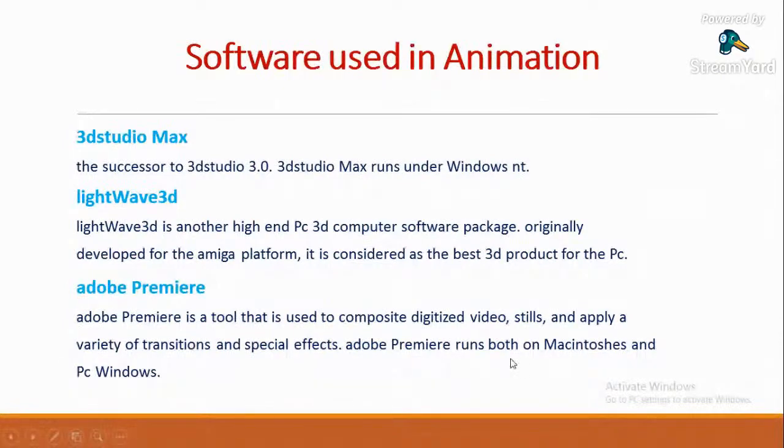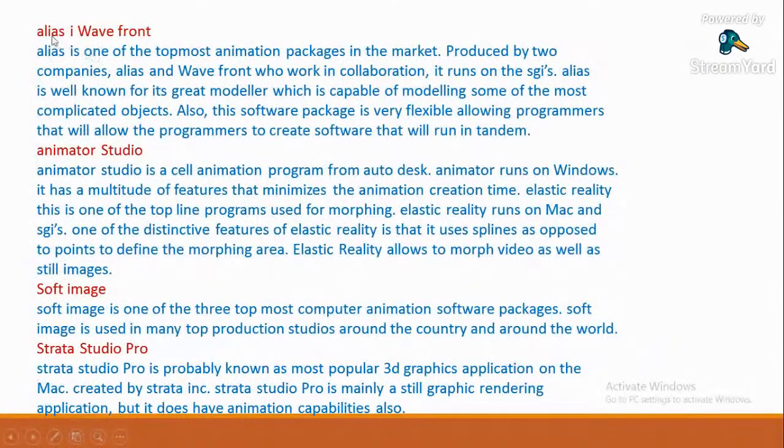It basically had two types of version, Macintosh or Mac version, as well as PC Windows, and a few more software are there. Alias Wavefront is one of the very widely used animation software. In recent times, it has a lot of features and has been regularly used. Just like we can see here, it is used on the SGI platform, well known as Great Modeler. It has different capability of doing real-life animation.